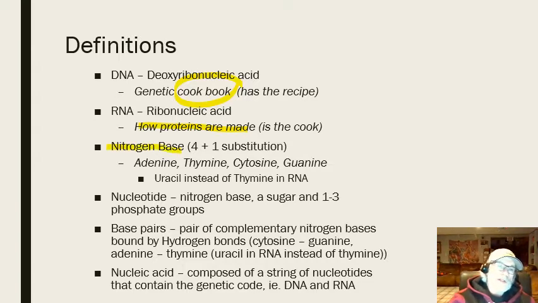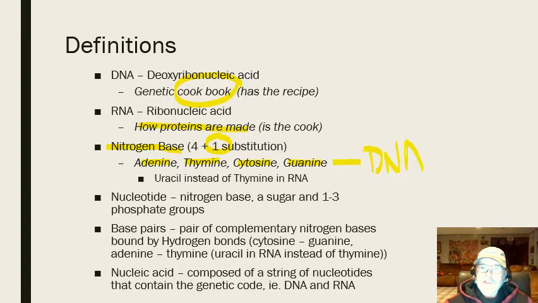Nitrogen bases. Nitrogen bases are really important, and this is something that's good to understand. First of all, I have 4 plus 1, which means that there are basically 4 nitrogen bases: adenine, thymine, cytosine, and guanine. I said plus 1 because those are the bases according to DNA. That's what we see in DNA. In RNA, they substitute: let's get rid of thymine, and they put in uracil. So RNA has adenine, uracil, cytosine, and guanine.